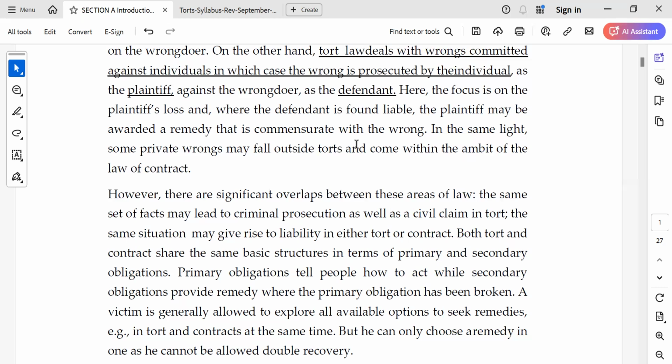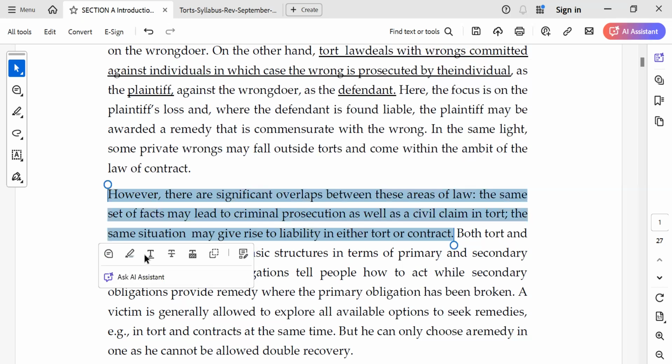In the same light, some private wrongs may fall outside torts and come within the ambit of law of contract as well. How? We will see. So there are significant overlaps between these areas of law. The same set of facts may lead to criminal prosecution as well as a civil claim in tort. The same situation may give rise to liability in either tort or contract. So same facts or same situation.